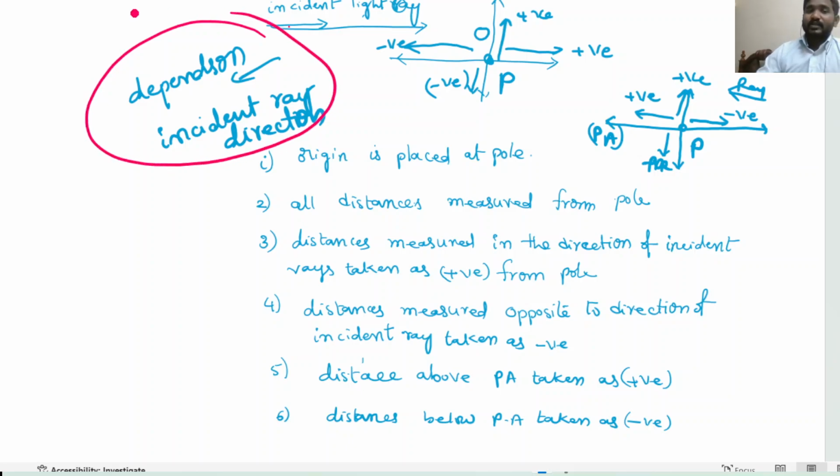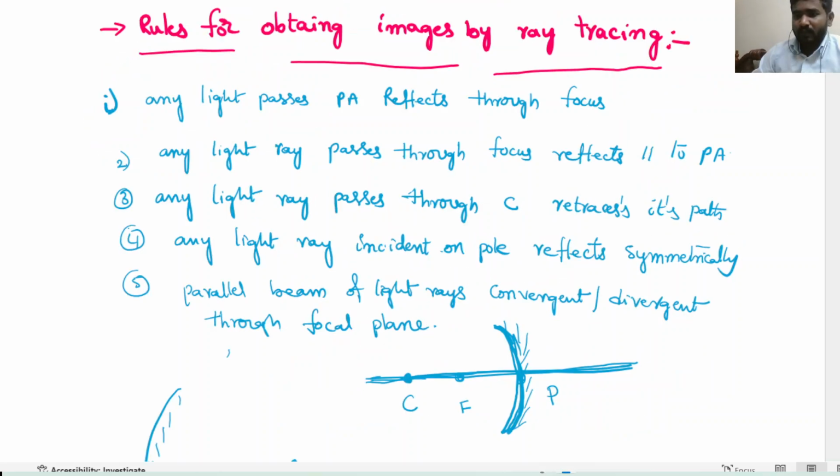Majorly, sign convention in ray optics depends on incident light rays. You can see the rules for obtaining images by ray tracing. Here we are following 5 different types of rules. First one: any light ray that passes parallel to the principal axis reflects through the focus.